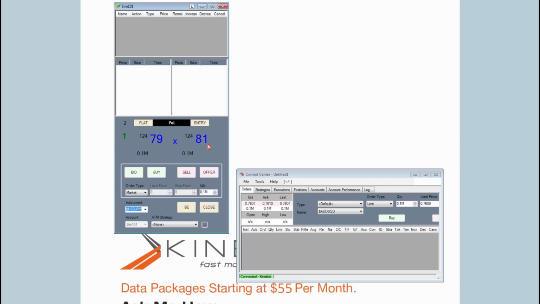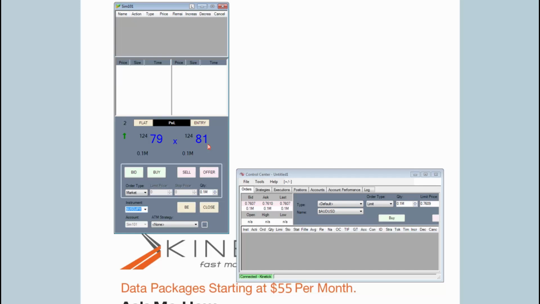So when NinjaTrader is not receiving volume from the data provider, what it does is it creates simulated volume. So for Forex, it creates this simulated volume of 100,000 per tick, which is represented by that 0.1 M there, which essentially means 1/10 of 1 million, or 100,000. So if you're looking in your platform and you're seeing the 0.1 M, that's exactly what that means. It just means we're looking at simulated volume.